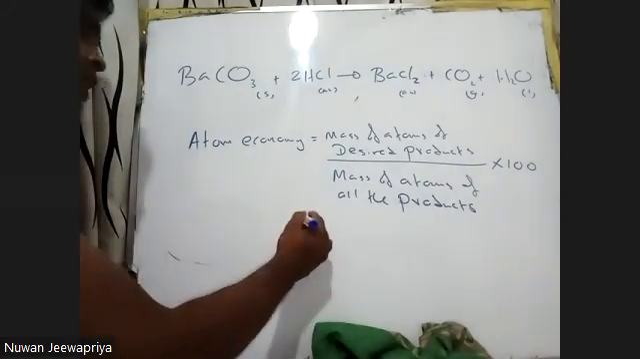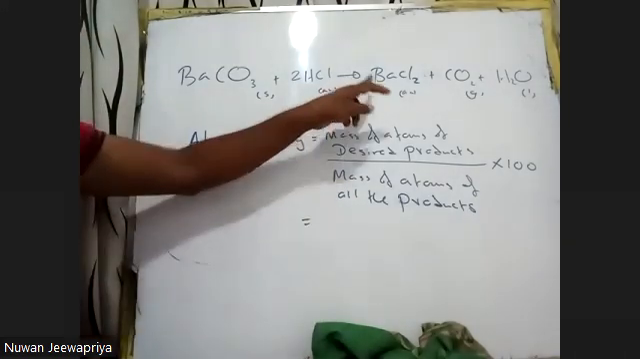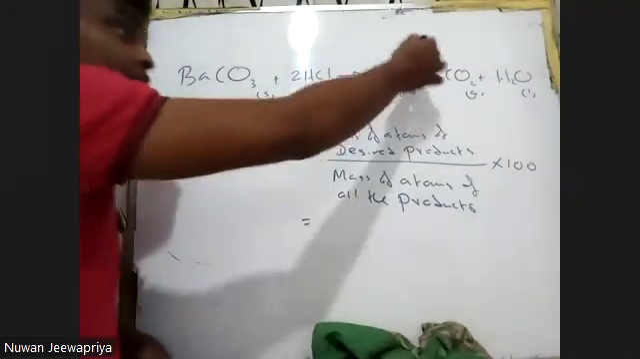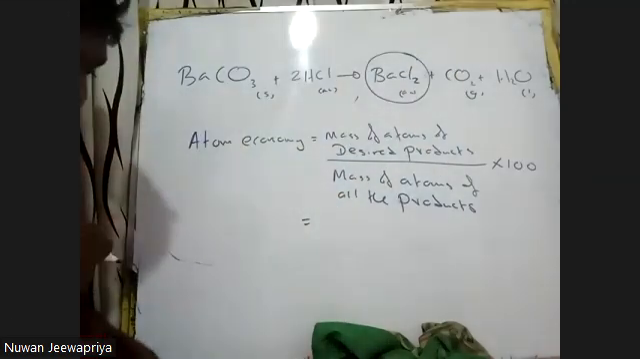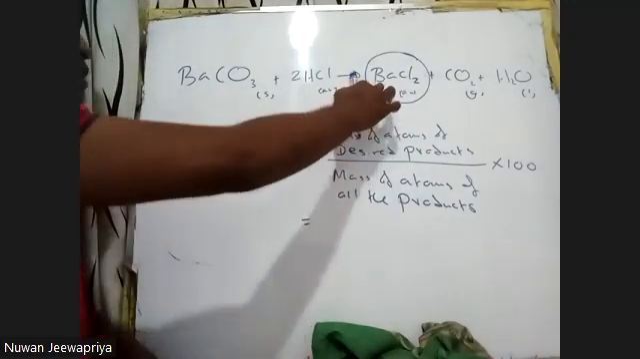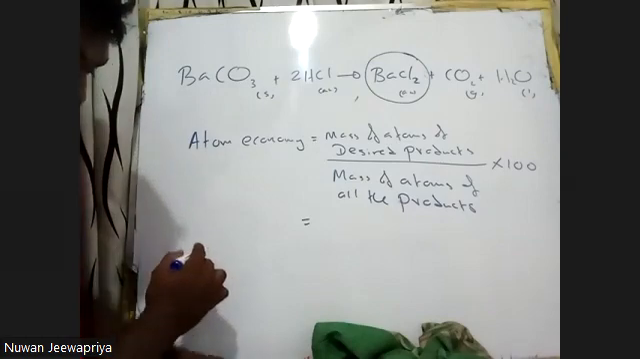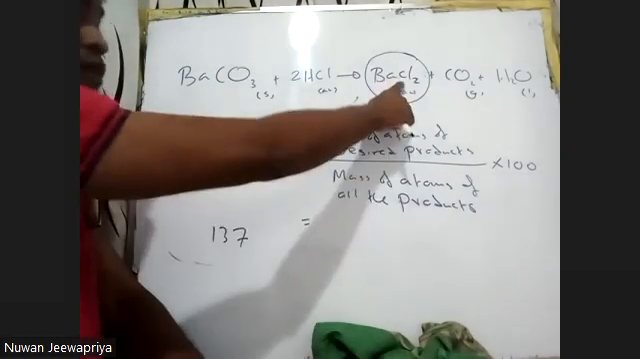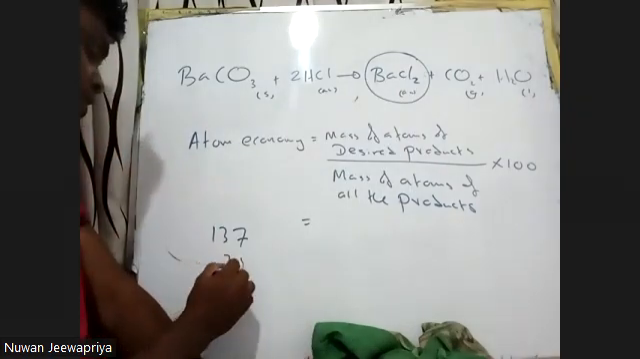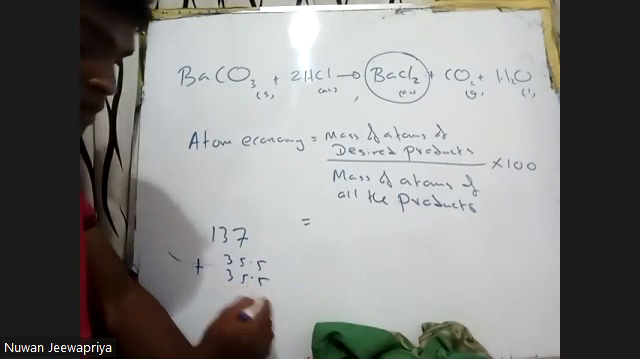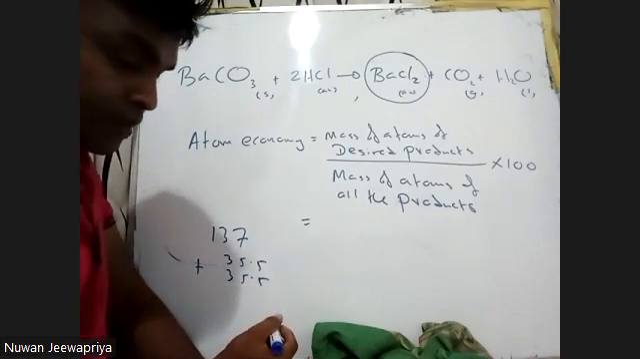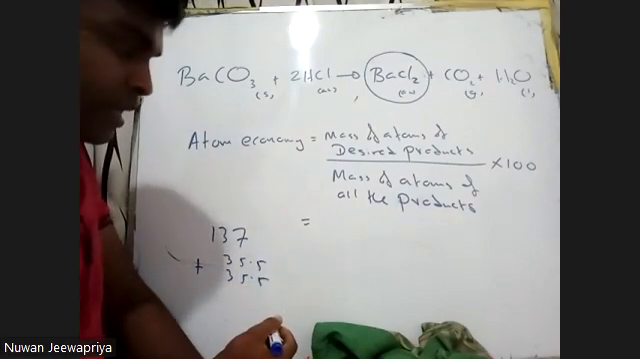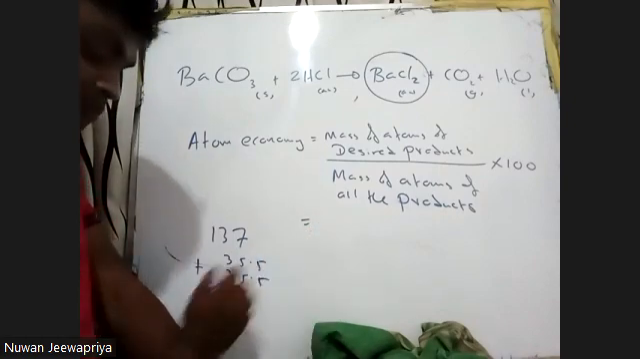Okay, what is the mass of the atoms of desired product? Barium chloride is my desired product, right? So barium, what is the value of barium? Barium is 137. Chlorine, there are two chlorine, so it is 35.5 plus again 35.5. The total mass will be 208.3.